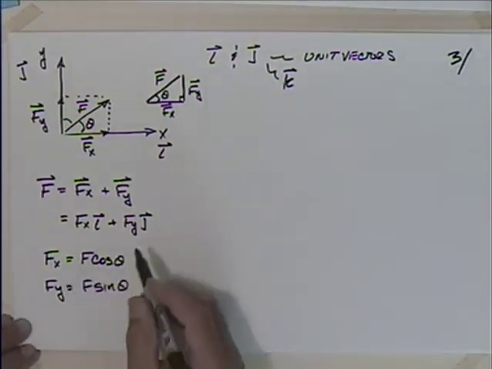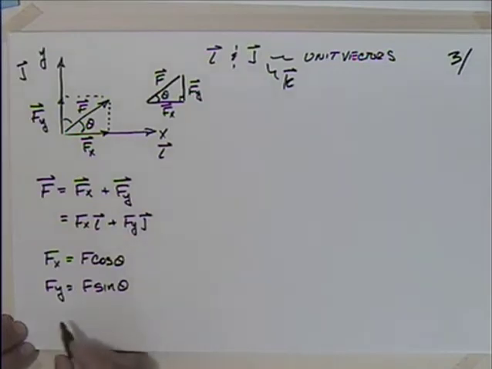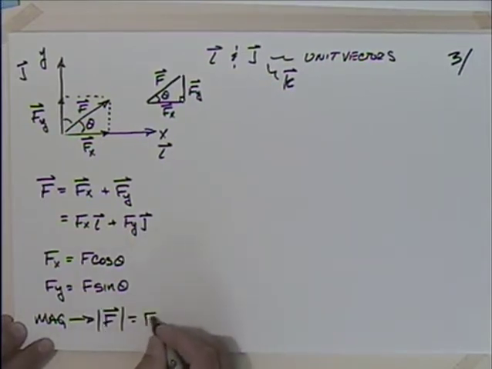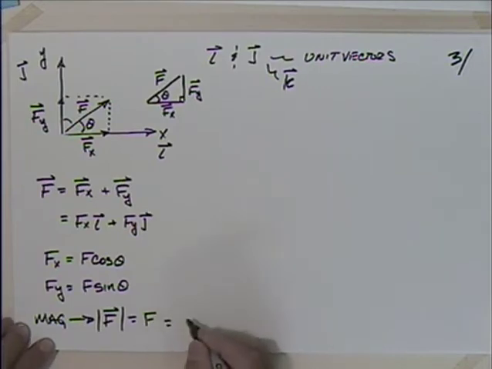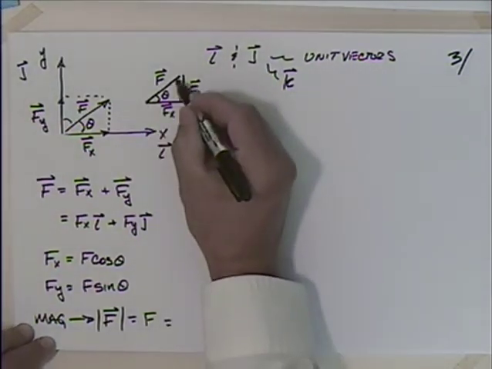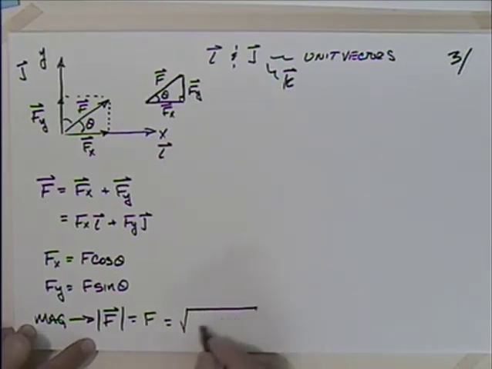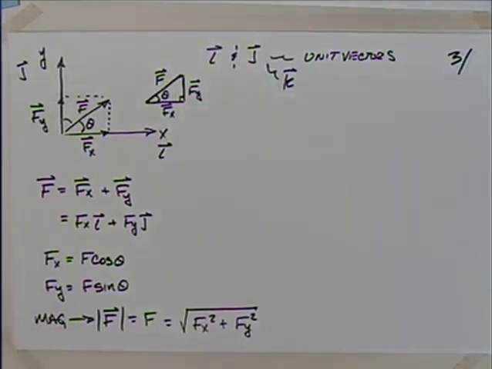So those are the individual components. What if you wanted the magnitude of this thing? Well, the magnitude, we could write it like that, or we could just write it without the vector hat on there. That's the length of the hypotenuse. We could use the Pythagorean theorem on that. We'd have the square root of Fx squared plus Fy squared, like that.